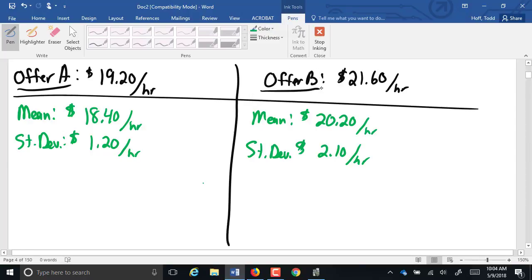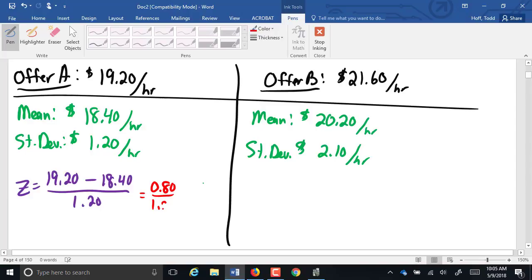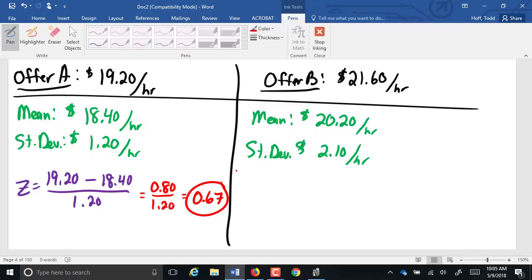So let's find the z-score. Offer A's z-score is going to be the 19.20, that's the number, minus the mean of 18.40, divided by the standard deviation of $1.20. So 19.20 minus 18.40 is 0.80, divided by $1.20 is 0.6667. So that's 2/3 of a standard deviation above the mean. It's a little bit better than average. That's not a bad job offer.